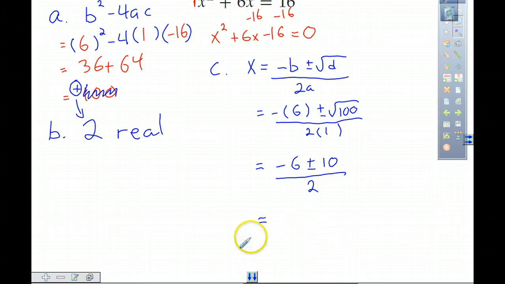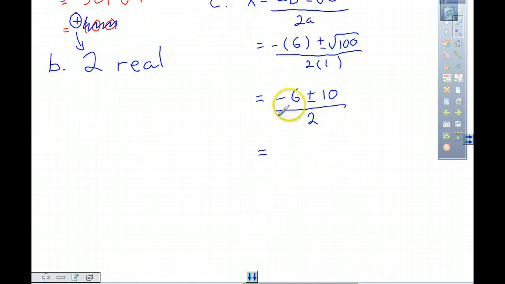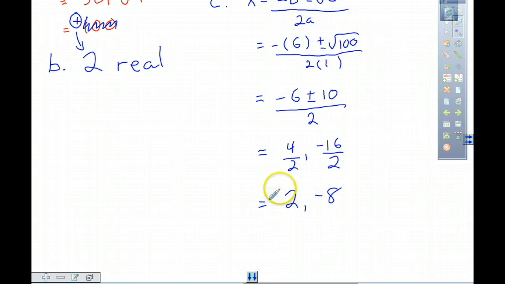Okay, let's get our two answers. Negative 6 plus 10, 4. 4 over 2. Negative 6 minus 10, negative 16. And then one more step. 4 over 2. Negative 16 over 2. Lastly, put our answers in braces. So we know our x equals 2 or -8.